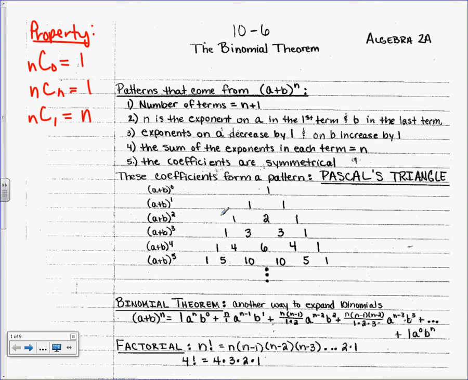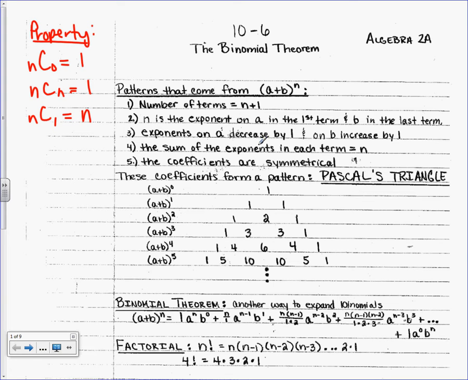All right, so this is 10-6, the binomial theorem. When you hear the word bi, what do you think? Two, something about two, right? So binomial, see how this is a binomial because it's a plus b? We've got mono, we've got tri, we've got bi, so this is a binomial.